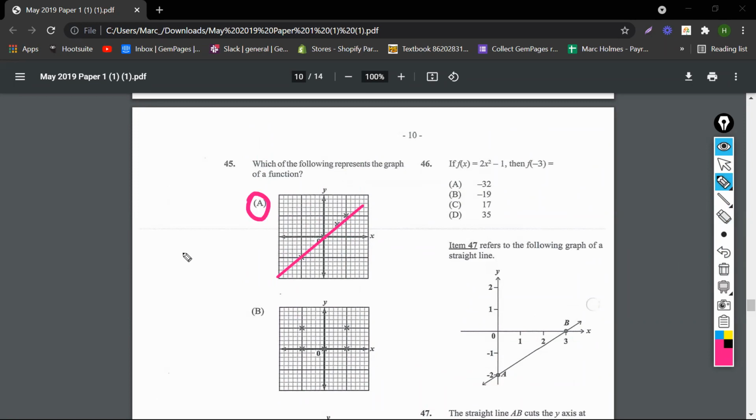So remember the vertical line test, guys, for functions. If you draw a vertical line, it's supposed to only cut the graph once. Cool.